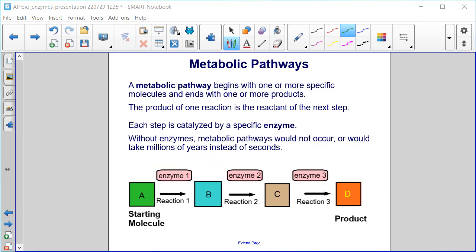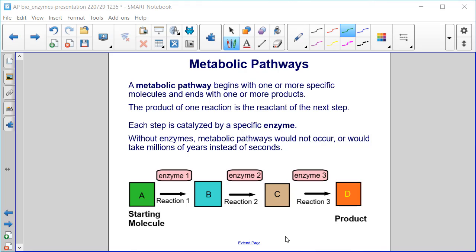Metabolic pathways. A metabolic pathway begins with one or more specific molecules and ends with one or more products. The product of one reaction is the reactant of the next step. Each step is catalyzed by a specific enzyme. Without enzymes, metabolic pathways would not occur or would take millions of years instead of seconds.